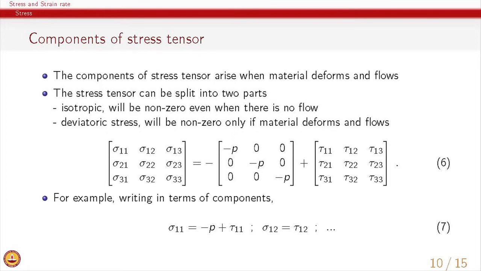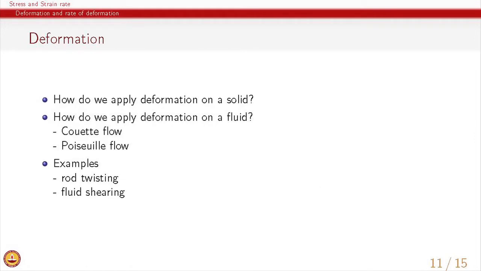Of course, we can use the matrix notation to write it like this, or vector or tensor notation, and component wise we know that sigma 11 is minus p plus tau 11 and so on. So, each component of the total stress can be found out if we know the deviatoric stress and pressure together. Now, in the next part of the lecture we will look at deformation.